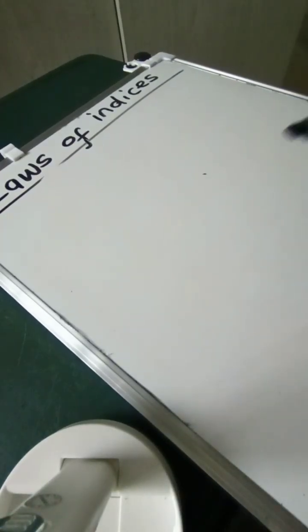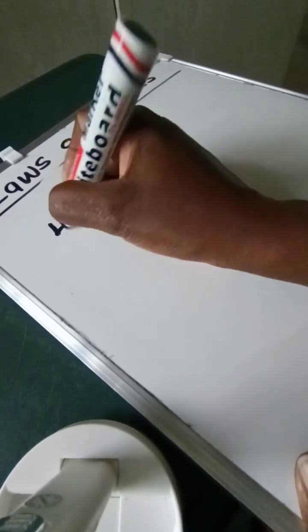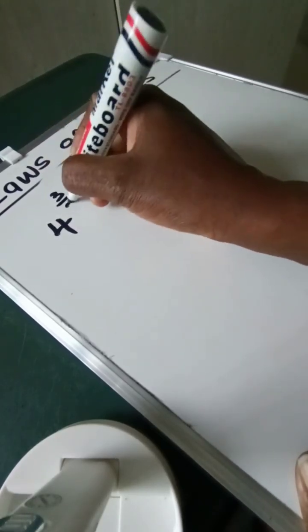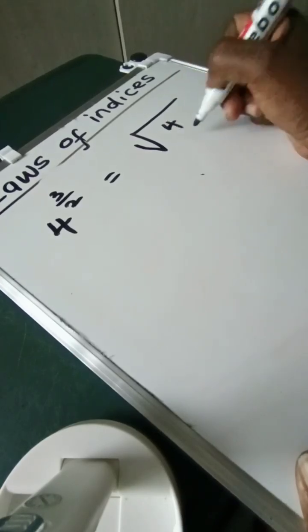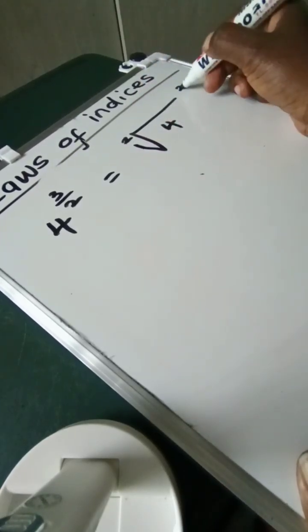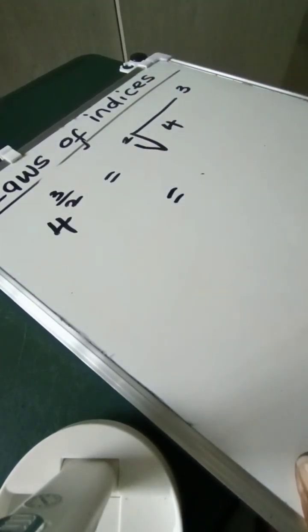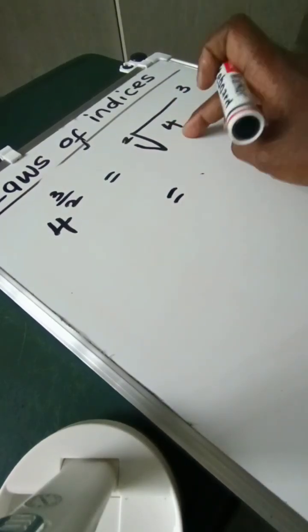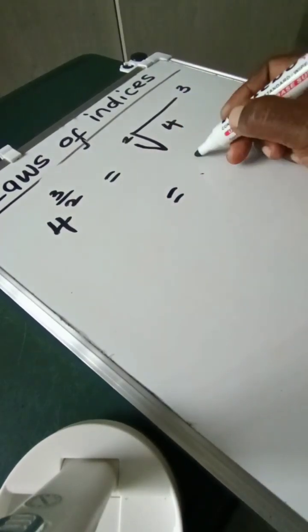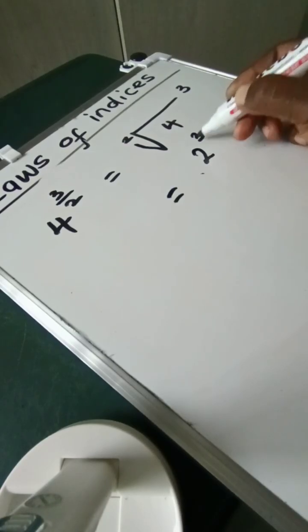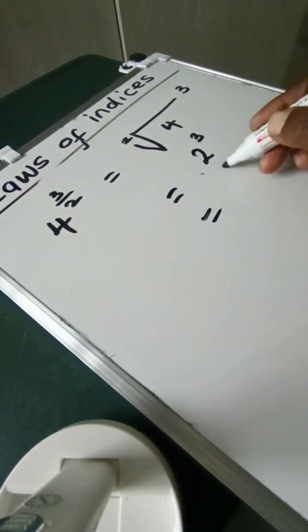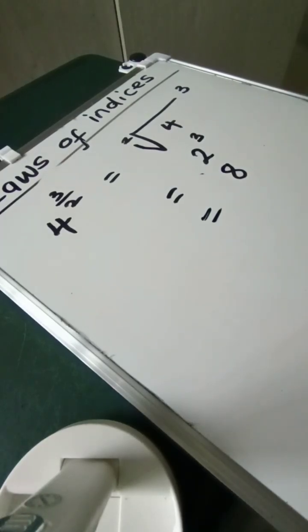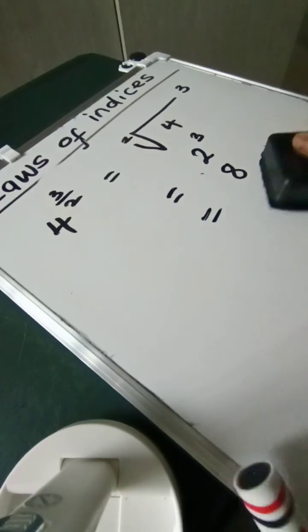I can have 4 to the power of 3 divided by 2. This means I'm going to have a square root and 4 here, and 2 here, and 3 here. So the first thing that I'll do, I'll look for the square root of 4, which is 2, and then I look for the 2 to the power of 3, which is equal to 8. Okay, let us have another example.